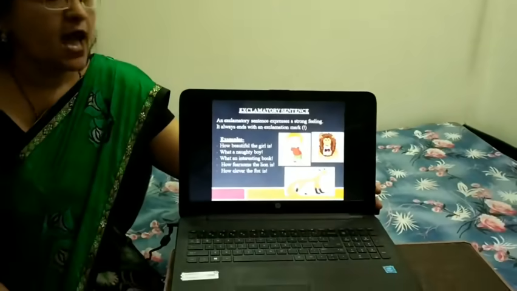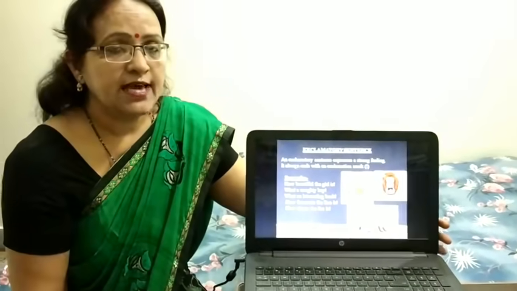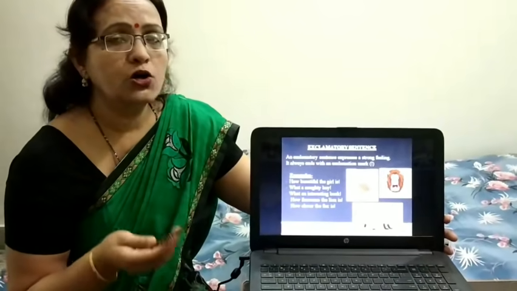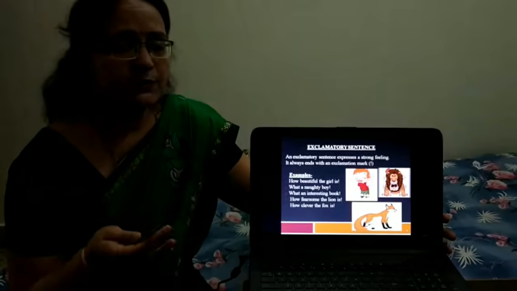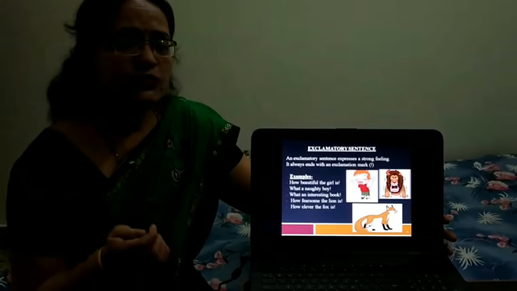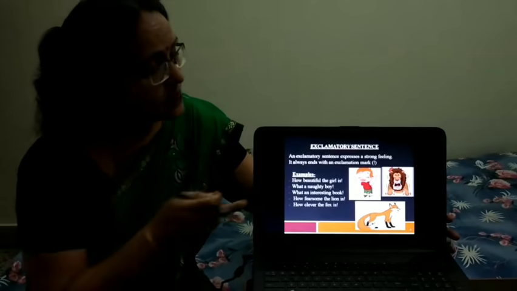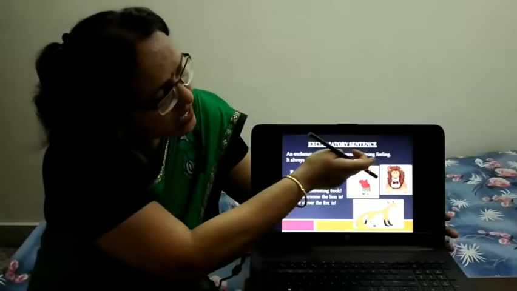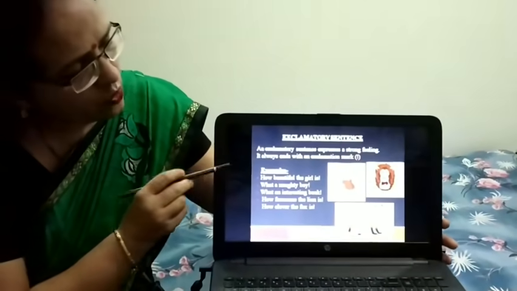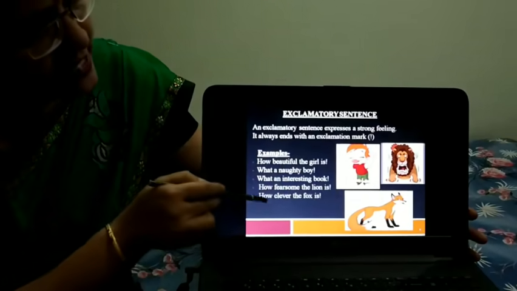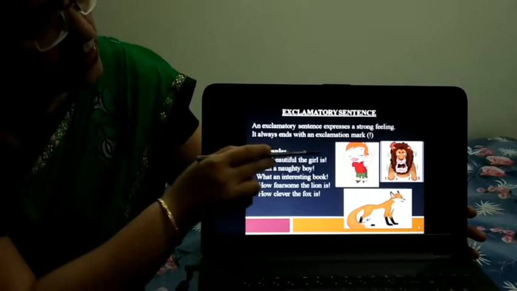Means when an exclamatory sentence expresses a strong feeling such as joy, sorrow, wonder. Exclamatory sentence expresses a strong feeling such as joy, sorrow and wonder. And it always ends with an exclamation mark. Can you see the sign of exclamation mark? Yes. So, these are the examples of exclamatory sentence. Okay. So let's start the exercises.